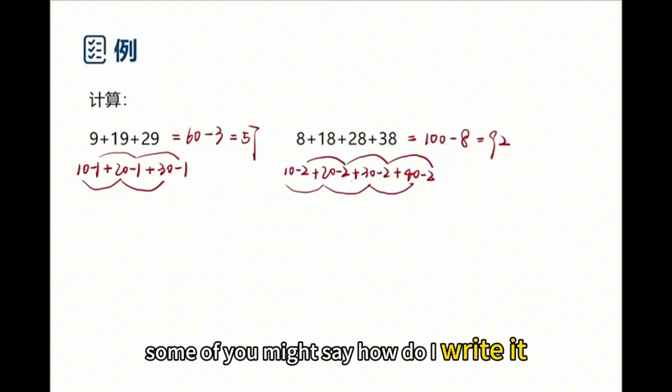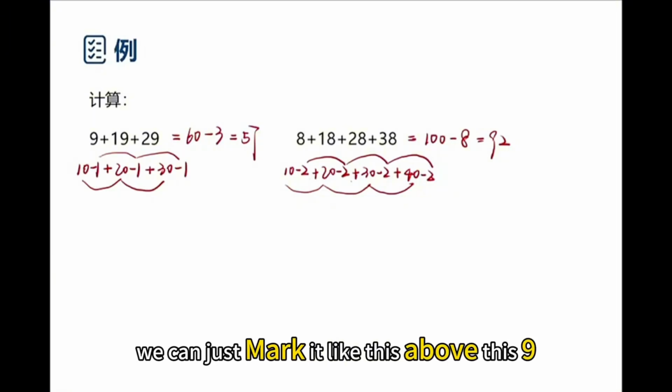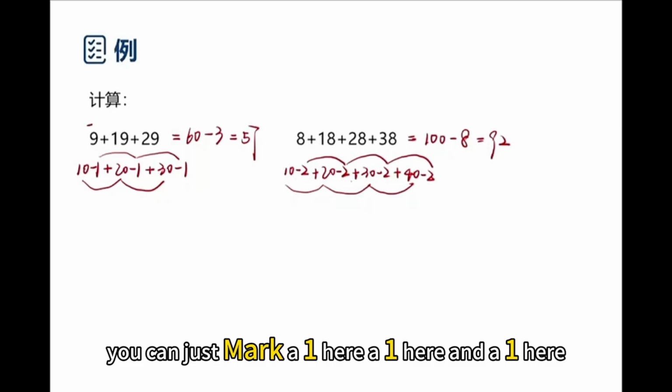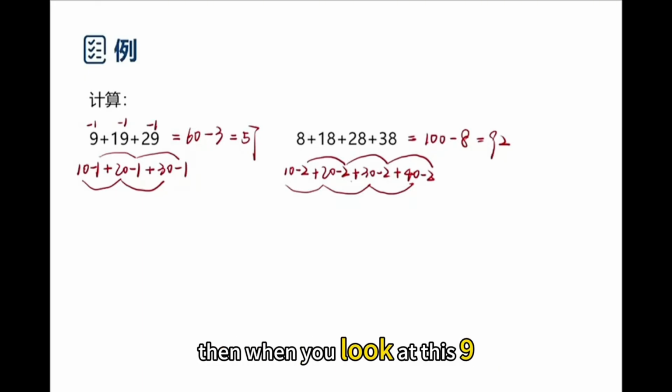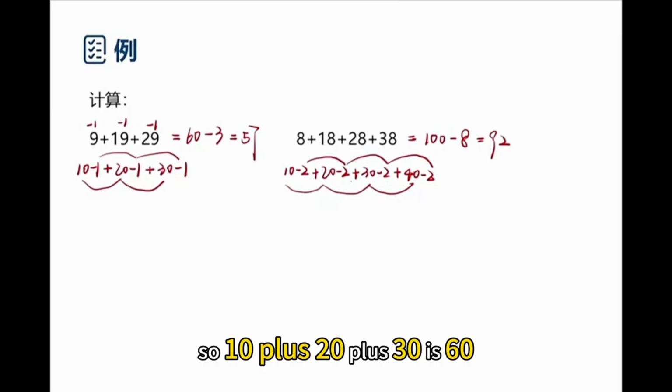Some of you might say, how do I write it? What if I can't remember? I have a method. Watch. We can just mark it like this. Above this 9, you just mark a minus 1. See, when we write, you can just mark a minus 1 here, a minus 1 here, and a minus 1 here. Then when you look at this 9, you just think of it as 10. This 19 becomes 20, and this 29 becomes 30. So 10 plus 20 plus 30 is 60.